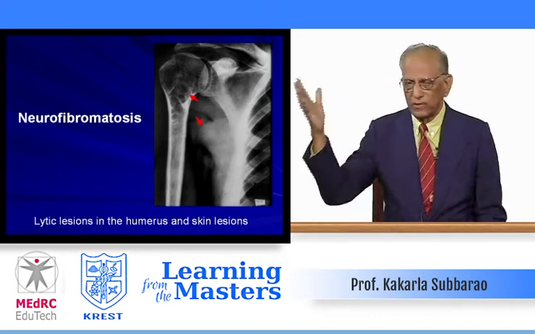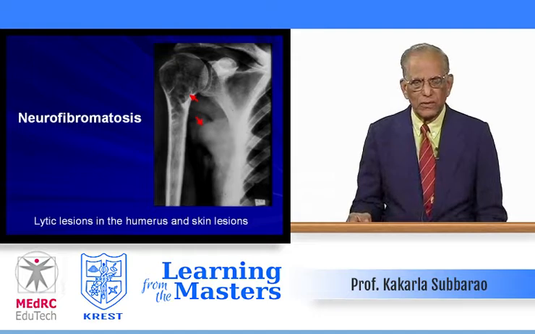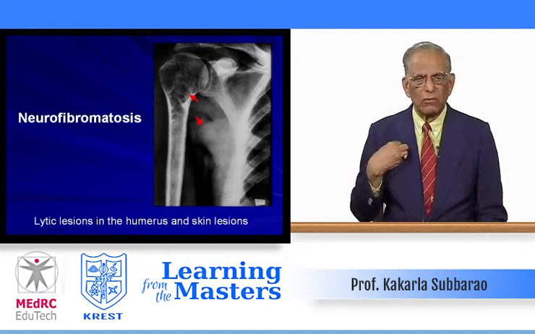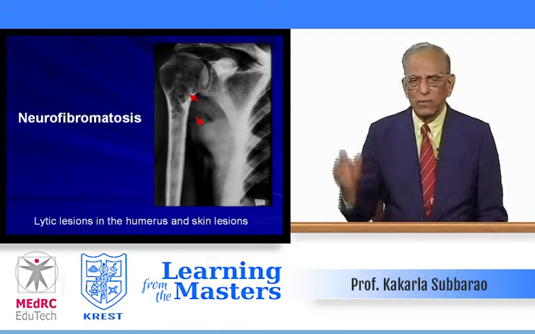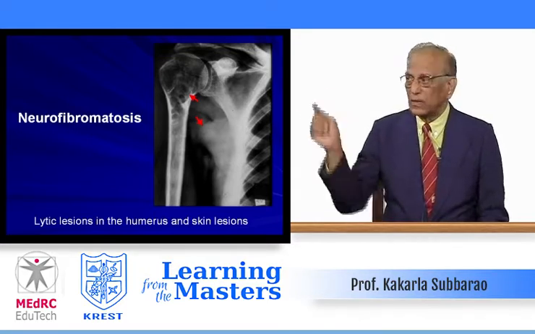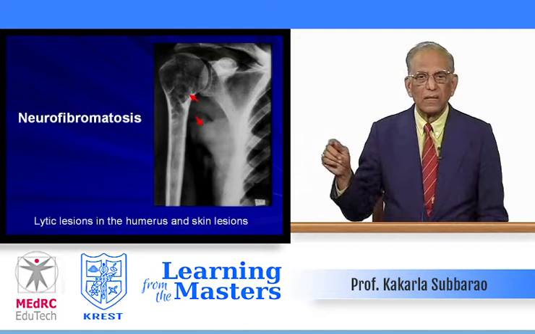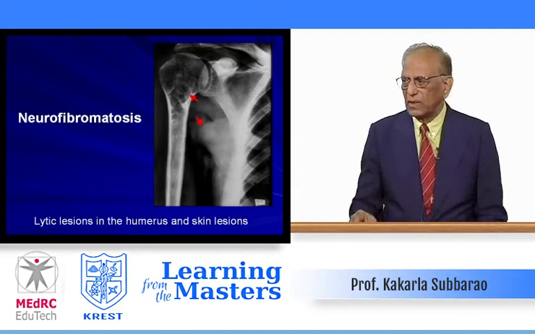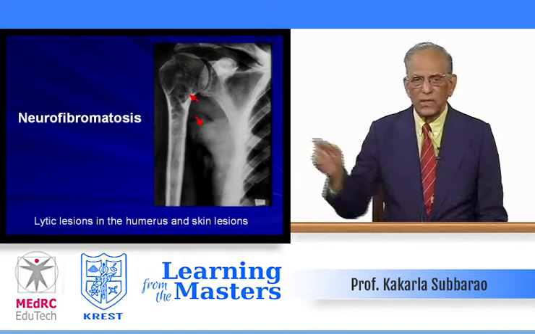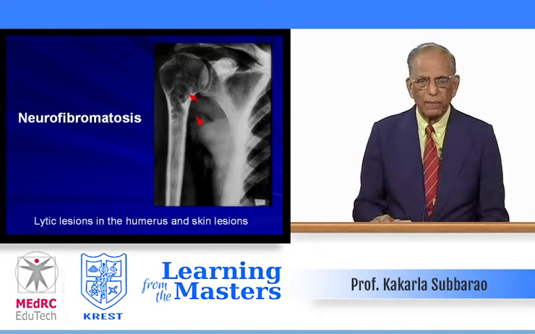If there is a picture of generalized neurofibromatosis, say cutaneous neurofibroma, and clinically you diagnose NF1, you take an X-ray of the shoulder or other site symptomatically, and you see intramedullary cystic lesions, think of neurofibromatosis. Lytic lesions in the humerus, and of course skin lesions are also seen. They are shown by arrows.